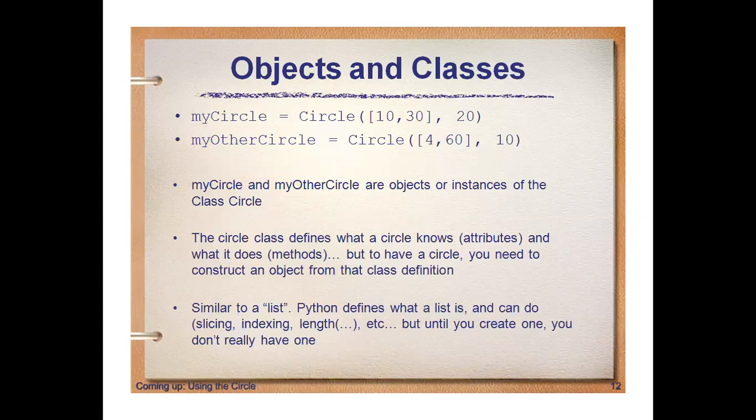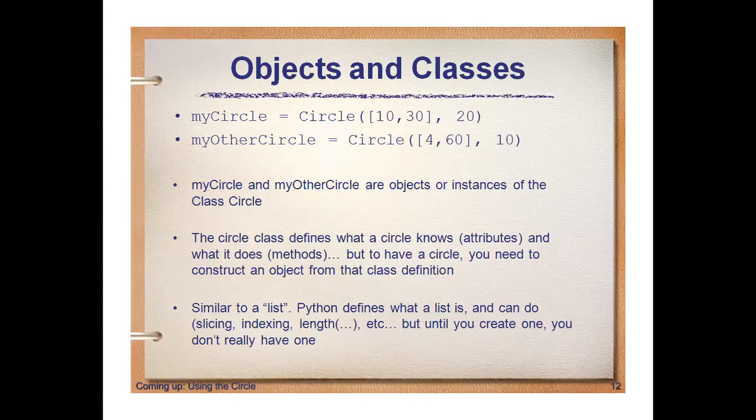So my circle equals circle, passing the parameters. My other circle equals circle, passing the parameters. A question should arise from your side: what are my circle and my other circle? They are the objects, or instances, of the class circle. The circle class defines that the circle knows about the attributes and what it does with all these methods. We want to move that particular circle from one place to another, so parameters have been passed here. We want to create some class definition out of it.